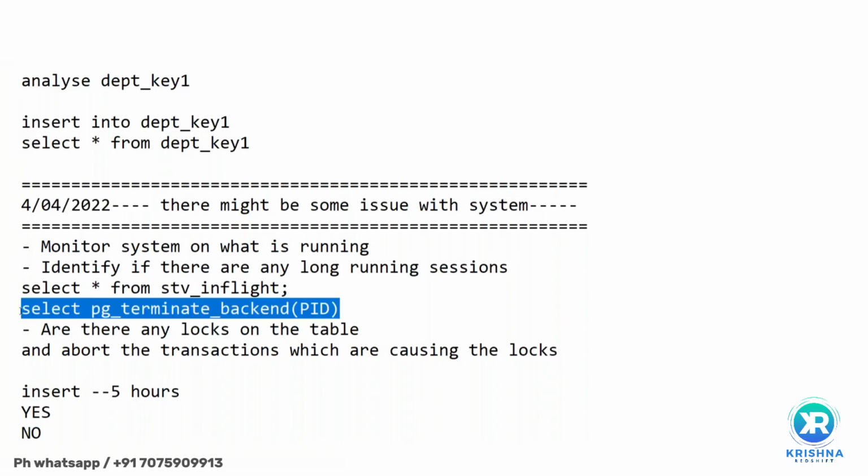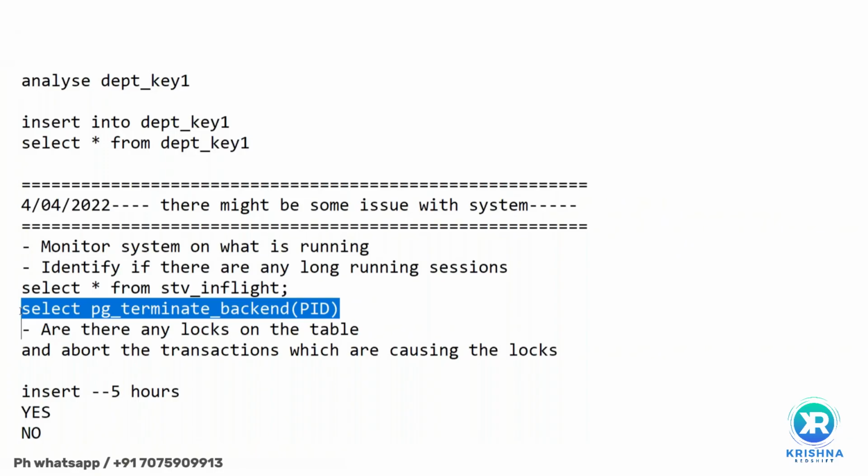Let's say STV inflate has given 5 jobs. Among them, one particular job is running for 8 hours. The remaining are running for 6 hours, 2 hours, and so on. Then the job which is running for 8 hours is actually the culprit. Why? Because of that only, the other jobs are not completed.